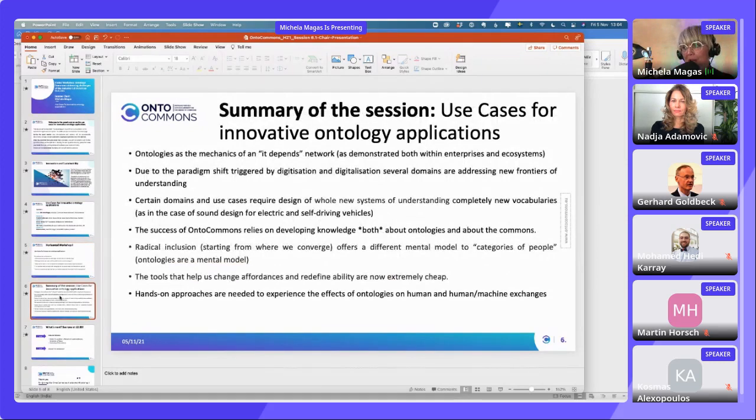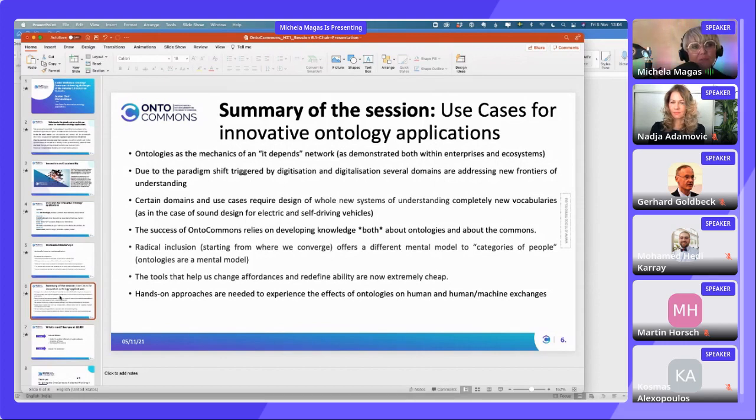And then just to summarize some of the findings, but there are more, and I really encourage anybody who hasn't seen the session to actually watch it, because it was an open session. It had a huge amount of different touch points with lots of people's research this week. So basically, a very interesting sentence: the idea to consider ontologies as mechanics of an "it depends" network. This comes from the idea that whenever you ask someone how this relates to that, people will say, well, it depends.